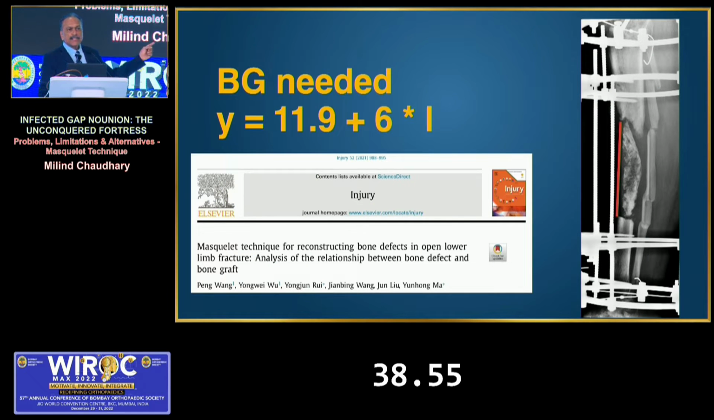So what this gentleman from China has come up with is this: what is the volume of graft you need to fill up a gap of length L? So if the gap is 12 centimeters, you're going to need 12 plus 6 into 12. 6 into 12 is 72, so 84 cc's of graft. Where are you going to get all that stuff from? It's expensive. BMP is expensive.